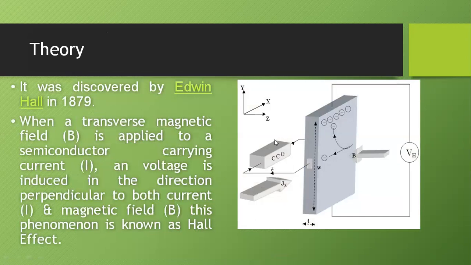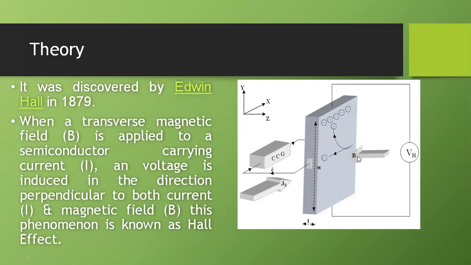Right. What is Hall effect? First of all, let us discuss the Hall effect. It was discovered by Edwin Hall in 1879. Whenever a transverse magnetic field is applied to a semiconductor carrying current, a voltage is induced in the direction perpendicular to both current and magnetic field. This phenomenon is known as Hall effect.